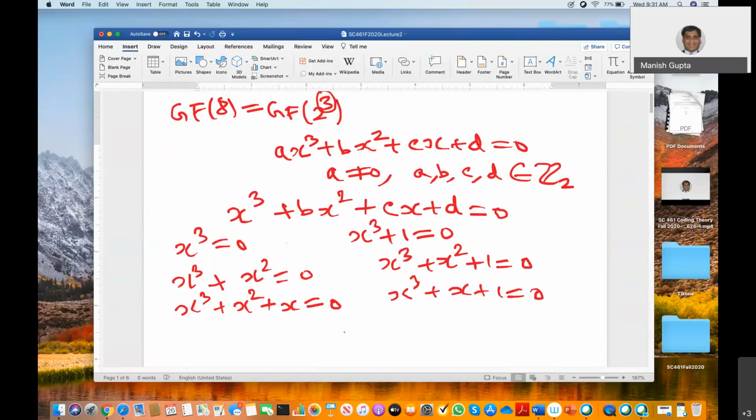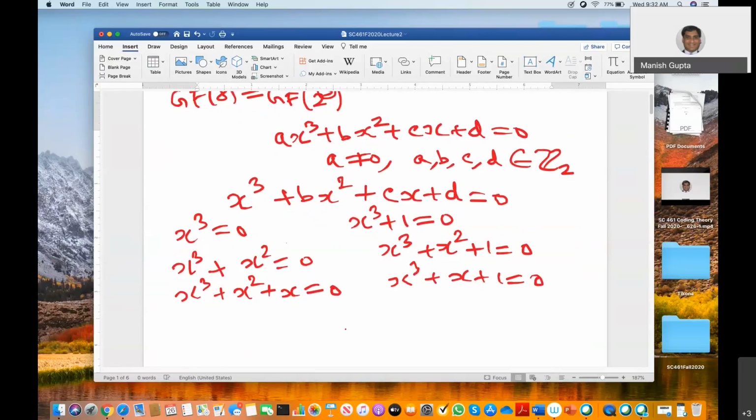Yeah, you can answer. You can help me. x cube plus x is equal to 0. Good. And one more: x cube plus x square plus x plus 1 is equal to 0. Very good. So now we have 8 equations.